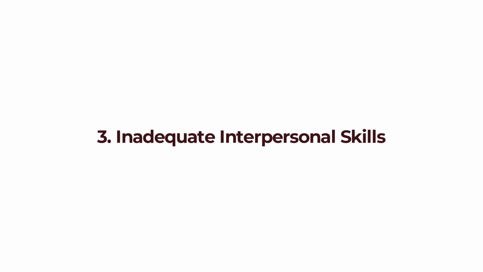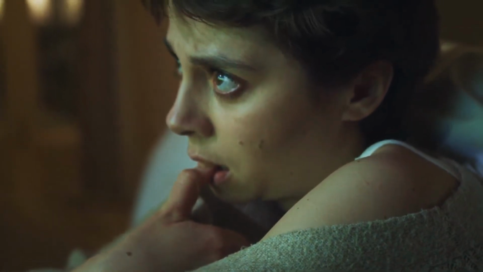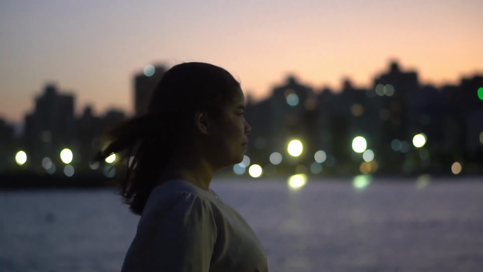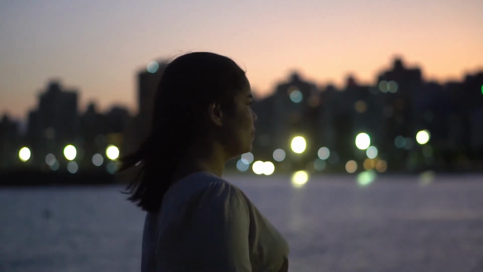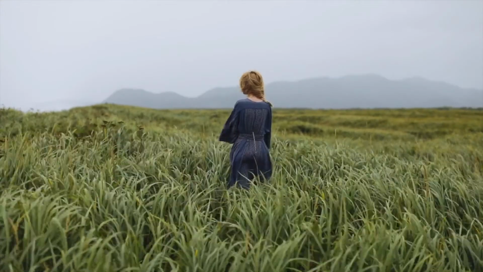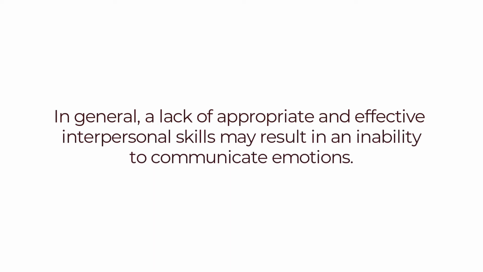Number 3. Inadequate interpersonal skills. Inadequate interpersonal skills may make you feel unsure or hesitant, and so you might withdraw. Many people, for example, are unable to express emotional distress. Many of us hide or fail to express negative emotions for fear of upsetting the other person or making matters worse. However, avoiding communicating negative feelings would almost likely be detrimental to the relationship. In general, a lack of appropriate and effective interpersonal skills may result in an inability to communicate emotions.